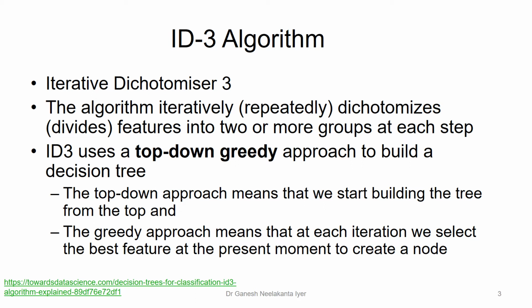The top-down approach means that we start building the tree from the top. Greedy approach means that at each iteration we select the best feature at the present moment to create a node.